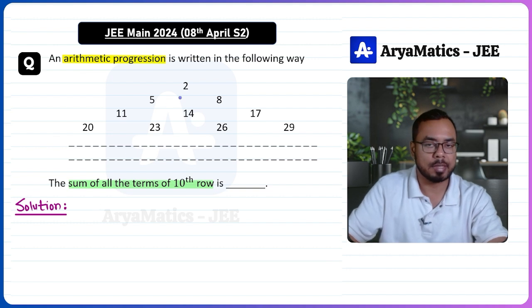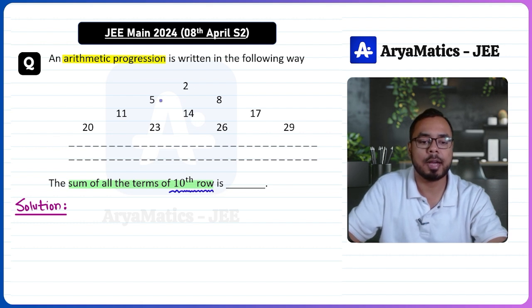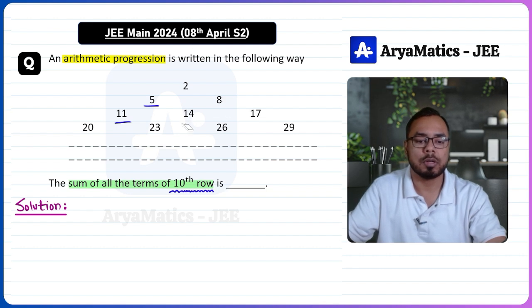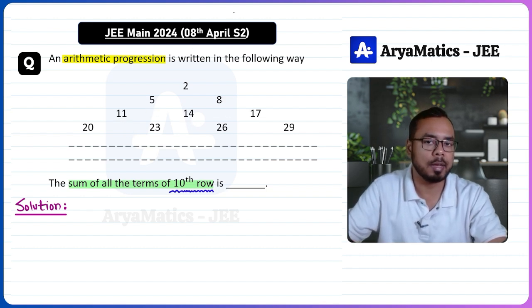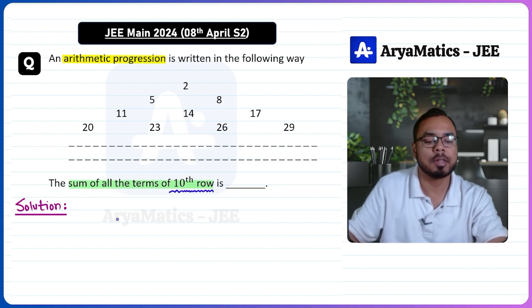Now, as you can see, in the first row we have one element. In the second, we have two. In the third, 3. So in the 10th row, we'll have 10 elements. All of those 10 numbers will be in AP, and for that AP the common difference will be 3, because you can see that we have the different terms of an AP with common difference 3. So in the 10th row, we'll have 10 elements, all in AP with common difference 3.